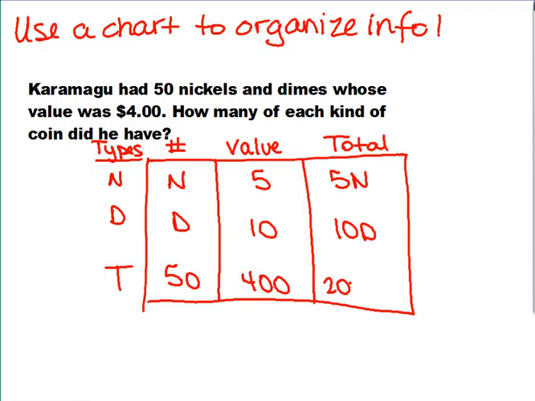Excuse me, I said that wrong. The total value is going to be 400, because that's given to us in the problem. This total value is not necessary. We don't need to know.